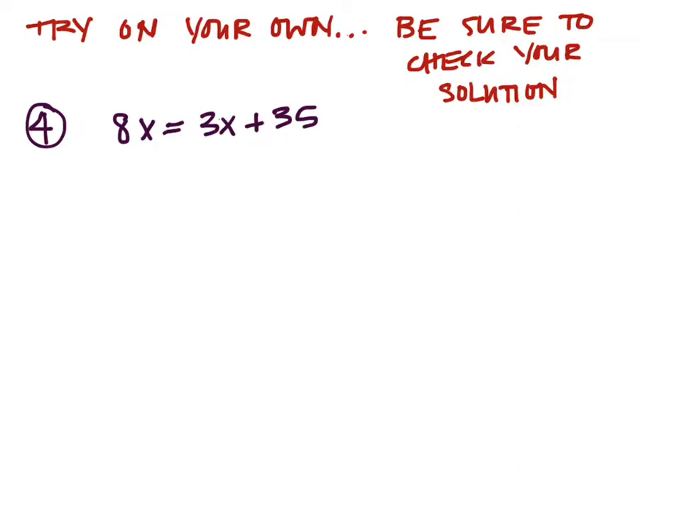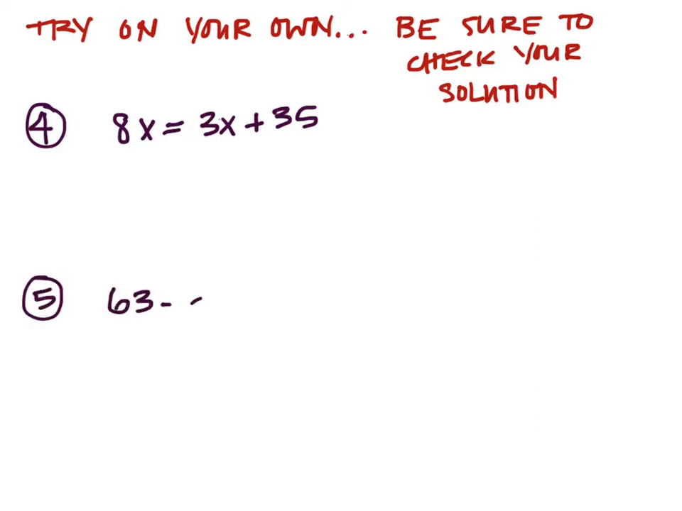So remember, our first step is to simplify each side if possible. Second is to move the variable term from the right-hand side to the left by adding or subtracting. The third is to finish solving using the two-step equations. And fourth step is to check the solution. All right, so we are going to have you start on 8x equals 3x plus 35.